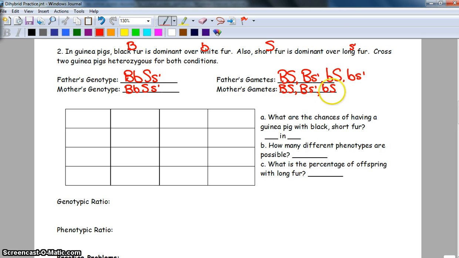All right. All the possible gamete combinations are now written there. We know we need to fill those in on our Punnett square next. The reason we have to do this is because of the law of segregation, saying that gene pairs are going to separate during meiosis. So we have big B, big S, big B, little s, little b, big S, little b, little s. And the same is going to go on the other side.